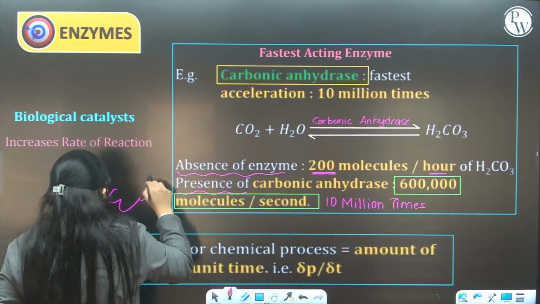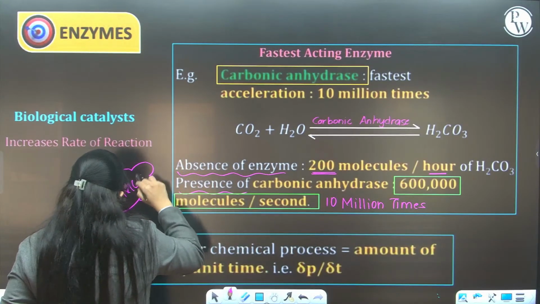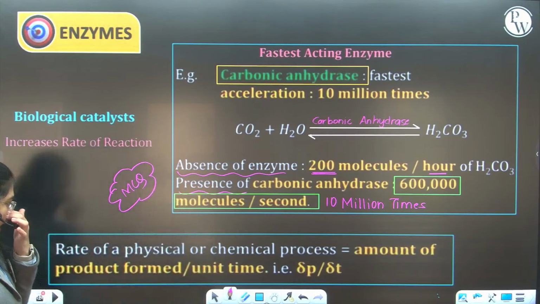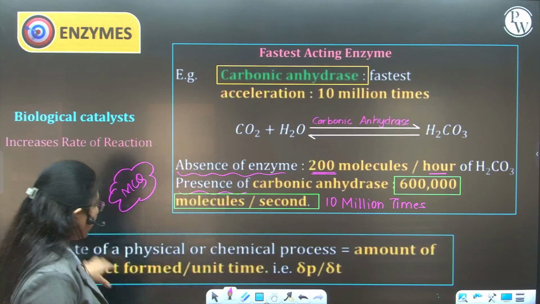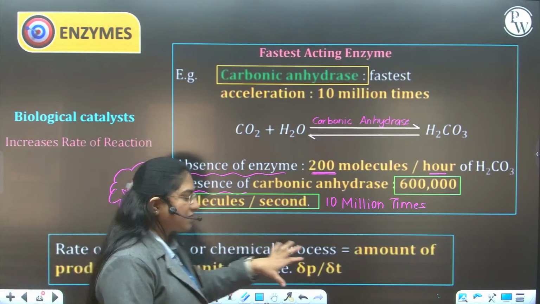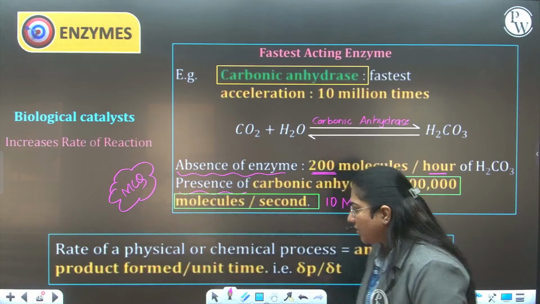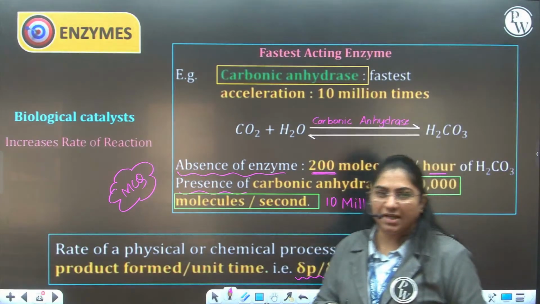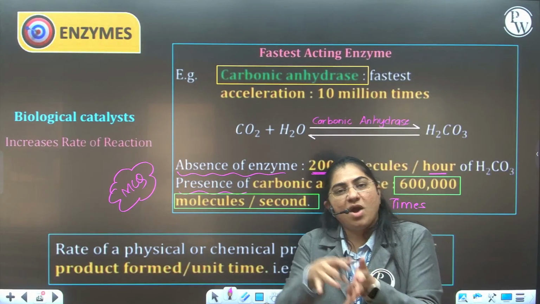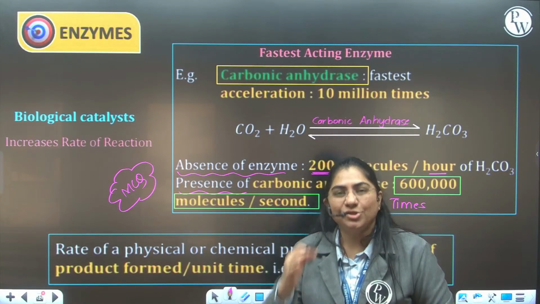Again, this can come as our MCQ. How do we say the rate of physical or chemical reaction? So basically it is the chemical reactions that are catalyzed. When we talk about the chemical reactions catalyzed, the rate can be depicted as delta P by delta T, which is the amount of product formed per unit time.